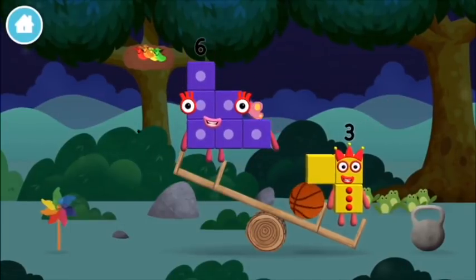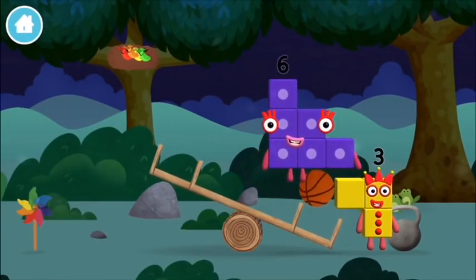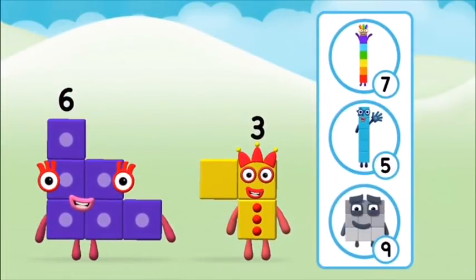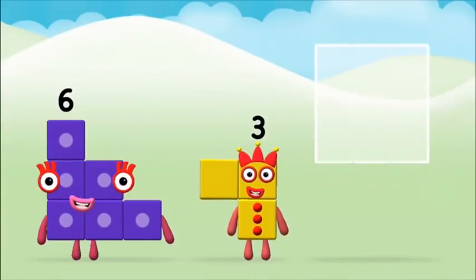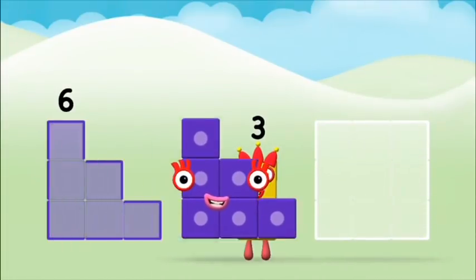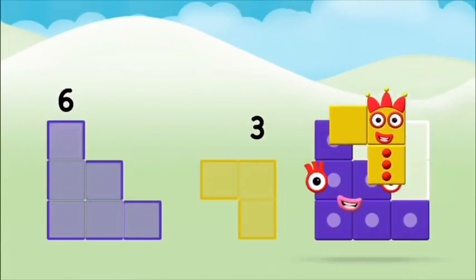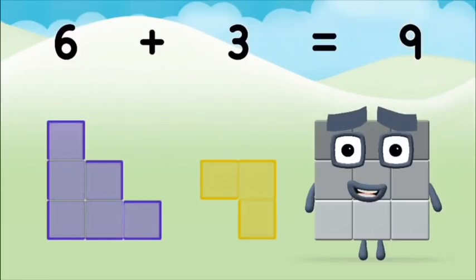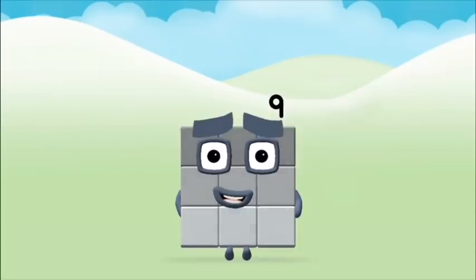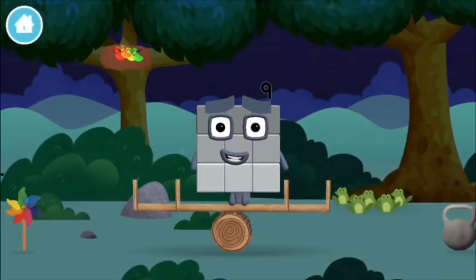For rhymes and skips and tricks. A basketball. What number block will you make when you add these two number blocks? Let's see. Can you add the number blocks together? Six. Three. Six plus three equals nine. Brilliant! You made number block nine. You made a new number block.